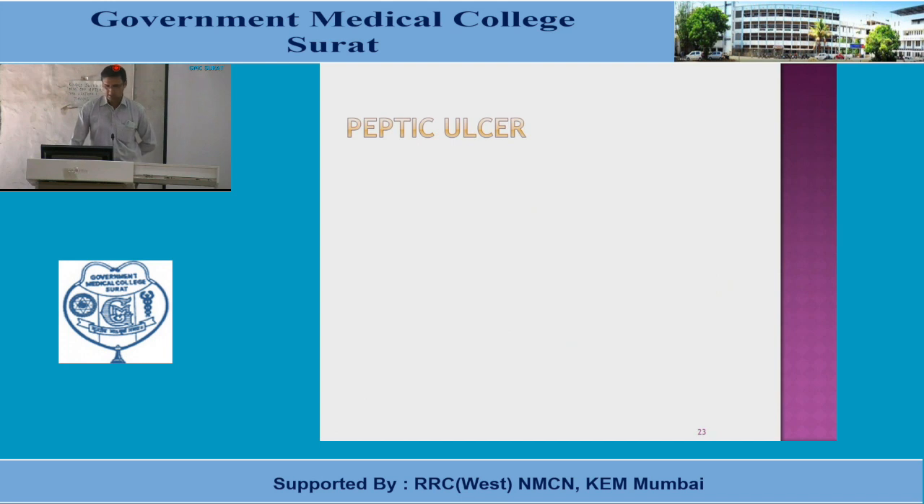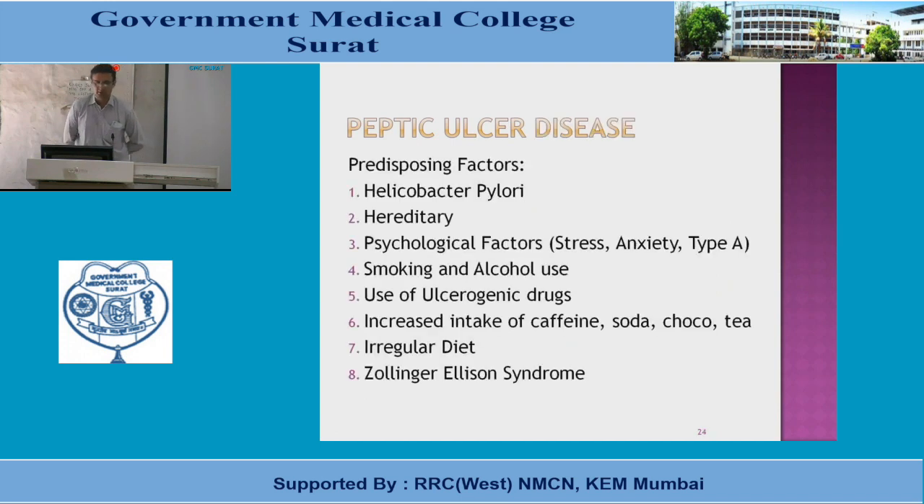Now peptic ulcer. The most common predisposing factor for peptic ulcer is Helicobacter pylori, and others are hereditary, psychological factors, smoking, ulcerogenic drugs, increased intake of caffeine, soda, irregular diet, and ZE syndrome.